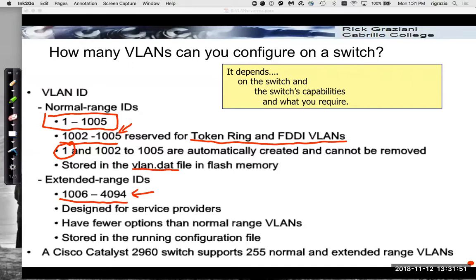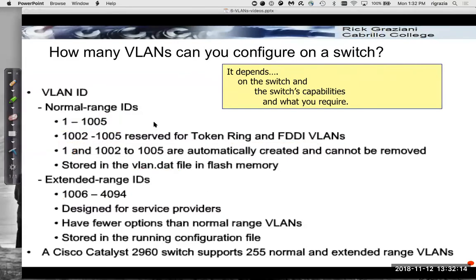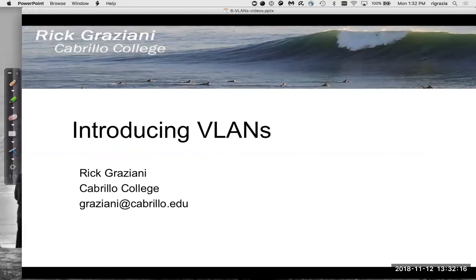Okay. Might seem like a lot of VLANs, but believe it or not, in large enterprise and service provider networks, 4,000 VLANs isn't enough. Which is another reason why we're looking at other things, and being able to go to IPv6 will help us with that. But that's for another day. All right, so that's a little introduction to VLANs. A lot more coming up.